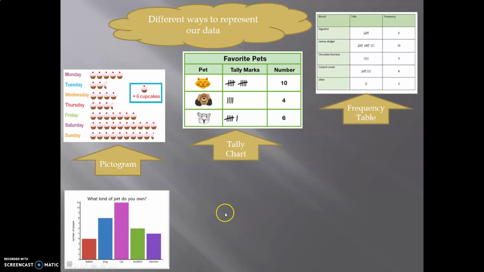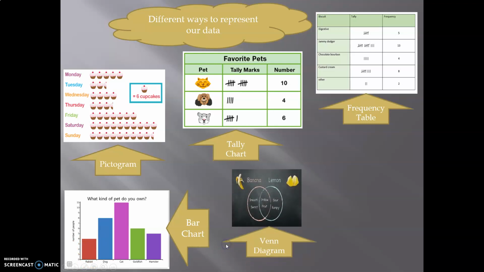Another way is the bar chart. If you look to the highest bar here, it's called cat. It means, what is the kind of pet do you own? So most of the students have cat, and the least number of the students have what? Rabbit.